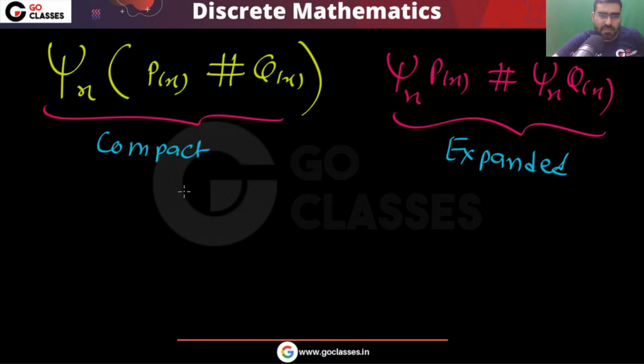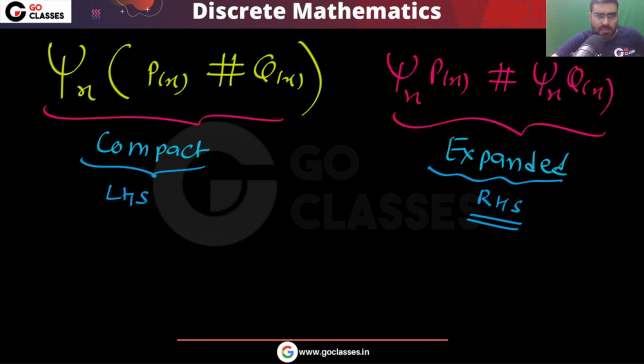Now, just assume that compact is on the LHS, and that expanded is on the RHS. You make this assumption. Now here, this is a quantifier.